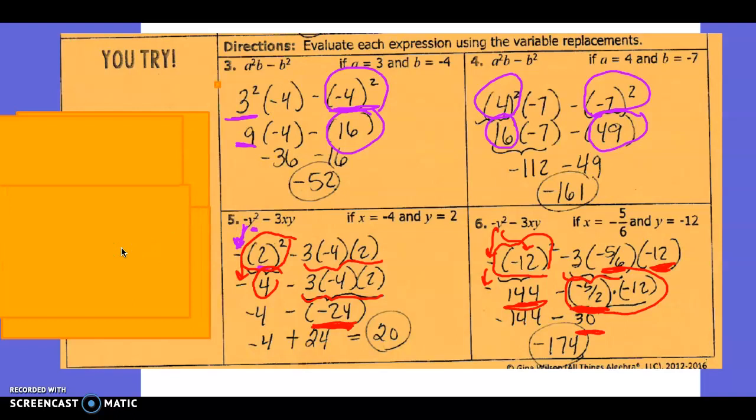There's definitely some tricks when you see the negative signs. The key is to, when you substitute, put parentheses around that number that you're putting in place of the variable.